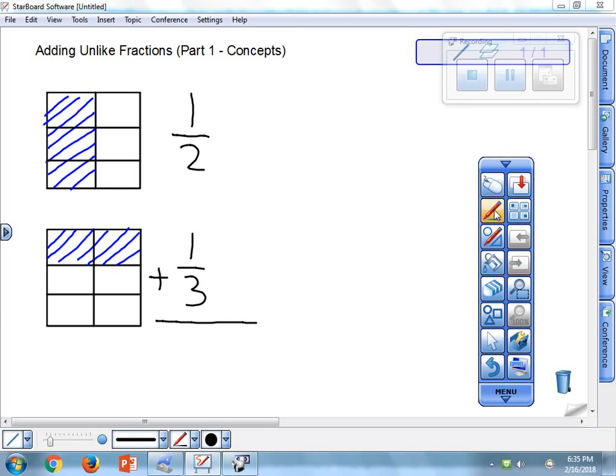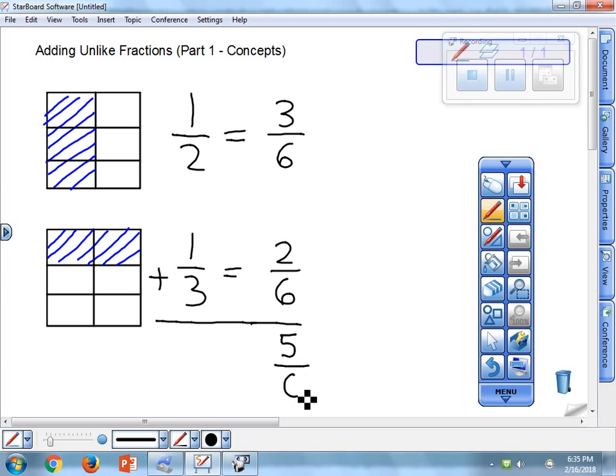In fact, the top unit square now has 3 shaded pieces out of 6 total equal-sized pieces that the unit square is split into. And the bottom unit square has 2 shaded pieces out of a total of 6 equal-sized pieces. Now we can count up the total number of shaded pieces, which is 5, out of 6 equal-sized pieces that each unit square is split into. And so we see graphically, using the pictures, that the total amount of shaded region is 5/6.